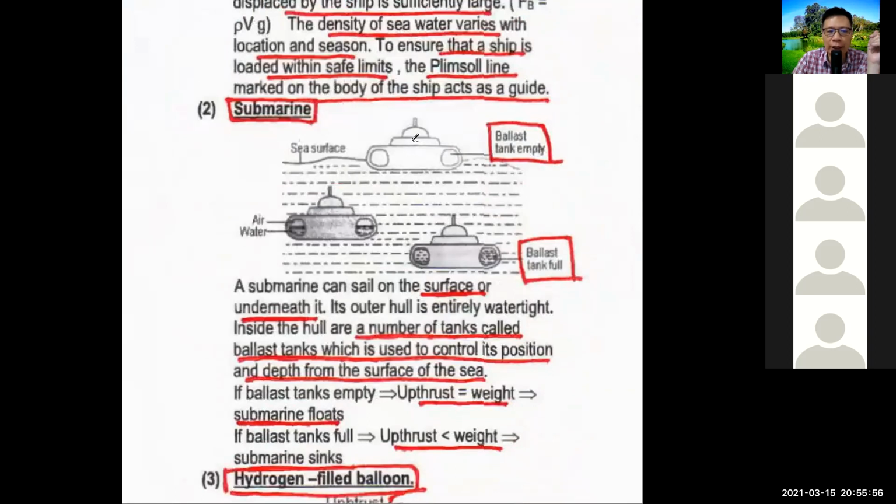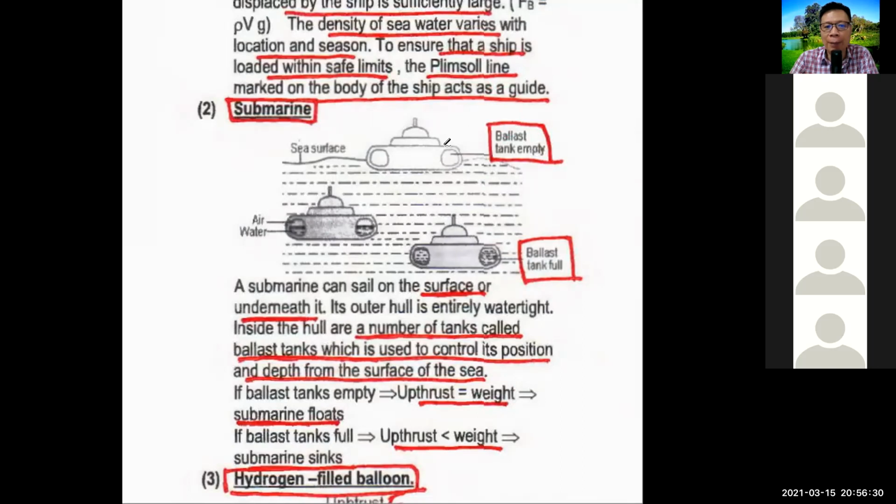Submarine, you see there are three diagrams here, 1, 2, 3. The submarine's body is surrounded by water tanks, so we call it ballast tank. Ballast tank means a lot of tanks surrounding the body of the submarine. When you look at the body of the submarine, you think it's very big. Actually, no, they are empty, all water tanks, surrounded by many water tanks. So we call it ballast tank.